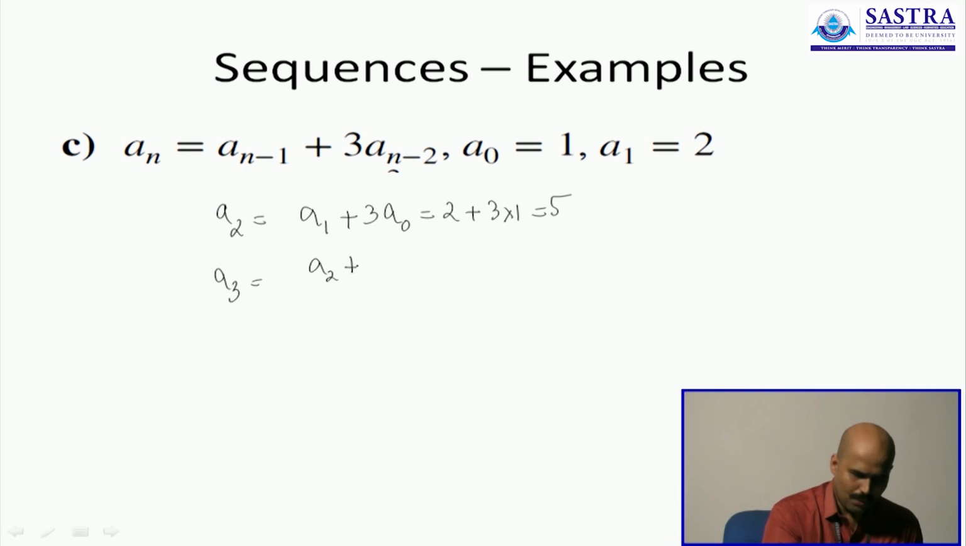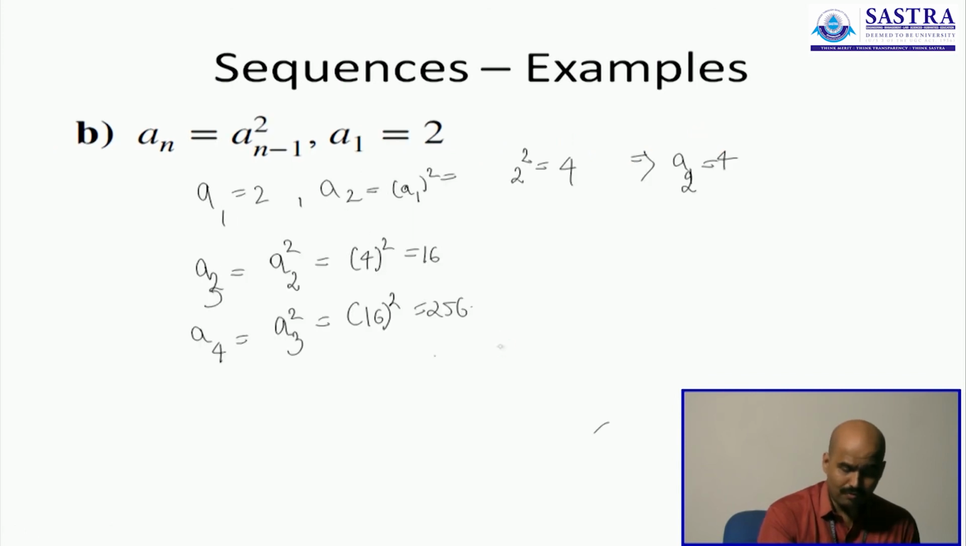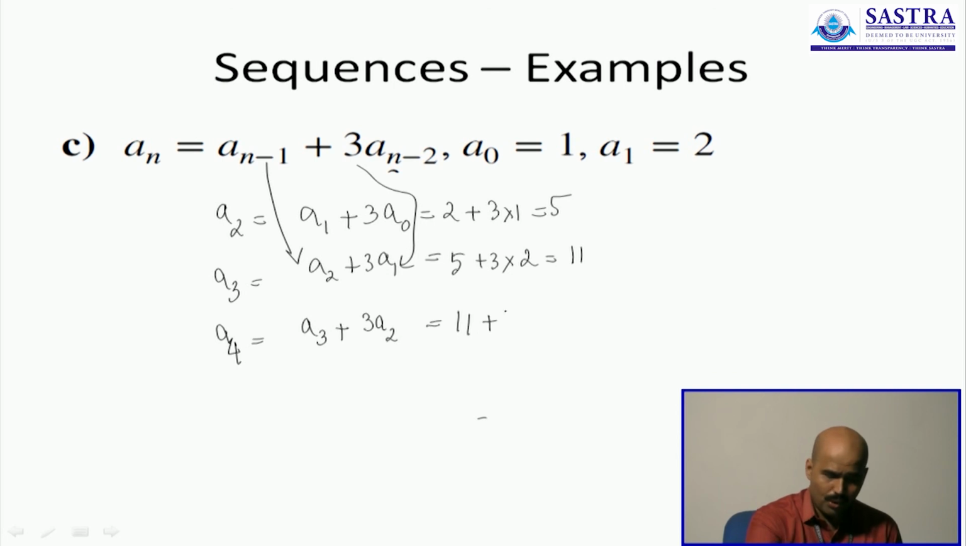A3 is A2 plus 3 A1. So you reduce 1 for the first term, you reduce 2 for the second term. That's going to be 5 plus 3 times A1. A1 is 2. So 5 plus 6, that's 11. And A4 is A3 plus 3 A2, one removed from 4 and two removed from 4. A3 you know to be 11, A2 you know to be 5. That's 3 times 5, which is 15, plus 11, which is 26.